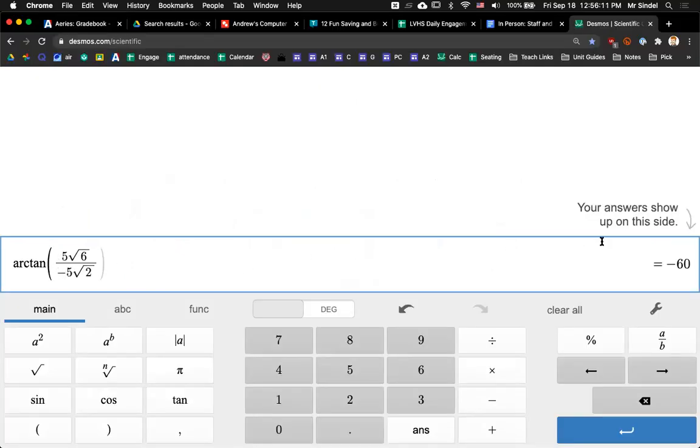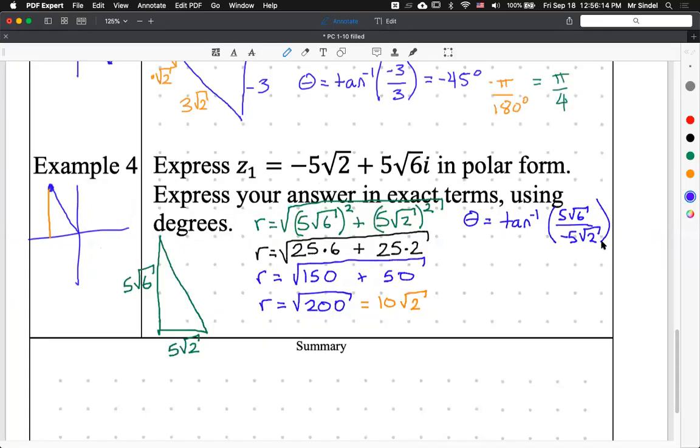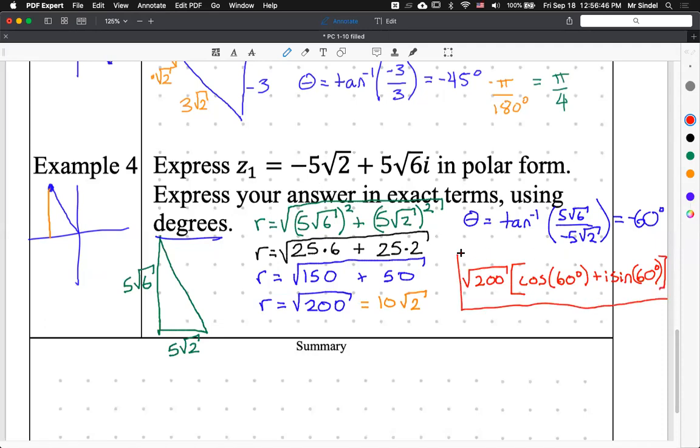And I get negative 60. That's in degrees. Did it say degrees or radians? It says degrees, so we don't have to convert this to radians. So this is negative 60 degrees. And I write my final answer. Again, our form looks like this. It's going to be the square root of 200, and then square brackets, cosine of that 60 degrees plus i sine of 60 degrees, and then end the brackets over here. And we have our final answer, box it. And that concludes Precalculus Notes 1-10.